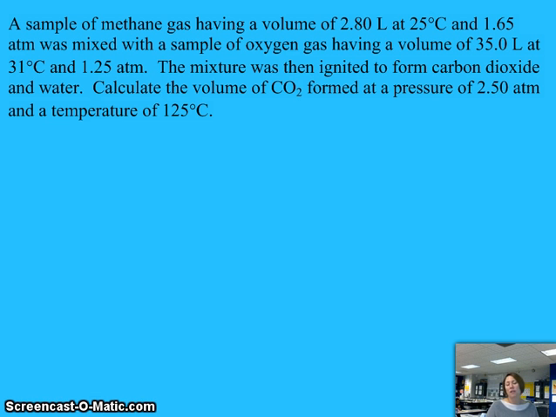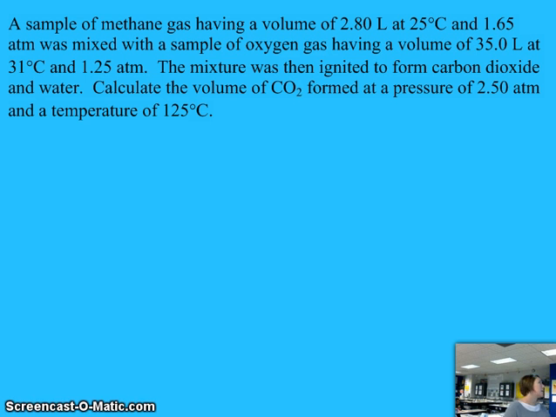So this one's different than number 7 because in number 7 they actually gave you the equation and it was already balanced. Here they did everything in words. So the first thing you have to do is write and balance the equation, and then we can plug in the information underneath it. So we have methane gas that has a volume of 2.8 liters at 25 degrees Celsius and 1.65 atmospheres. We're mixing it with oxygen gas, which has a volume and a temperature and a pressure. And then we ignite it, and it makes carbon dioxide and water. And they want the volume of carbon dioxide formed, and they give you the pressure and temperature of that. So the first thing you want to do is write and balance the equation.